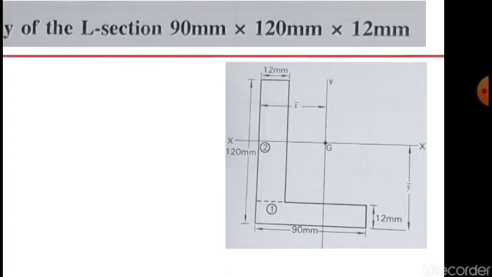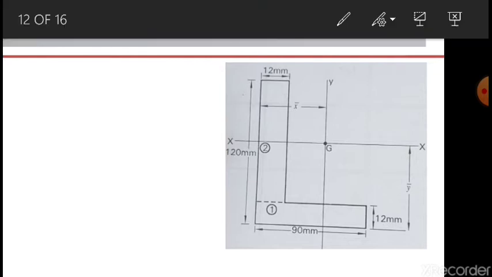The width is 12 mm, total length is 120 mm, and the bottom width of the shorter leg is 90 mm. And this is the x-axis and this is the y-axis, right? This is the y-axis and this is the x-axis. We don't know exactly where it is lying, but it is for your reference to understand where it will lie. Okay, and this is your x bar and this is your y bar.